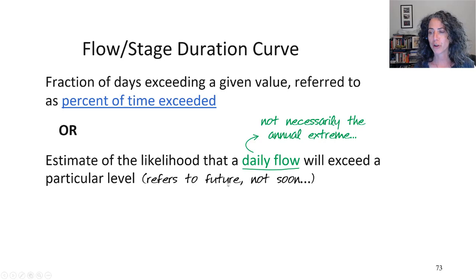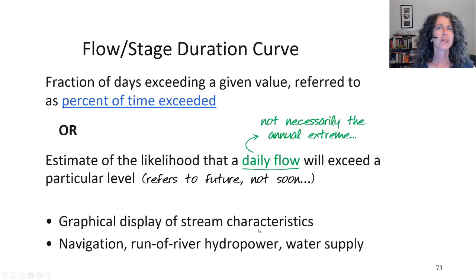We just have to be careful that we are referring to a time in the future, not sometime soon, when we're separate from the level that flow is at today. Right? The duration curve is a graphical display of stream flow characteristics, which we'll see on the next tab. We use it for navigation and for run-of-river hydropower. We use it for water supply. We use it for any time where we need to know how often flow is at any particular level.